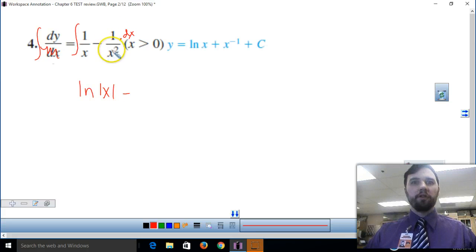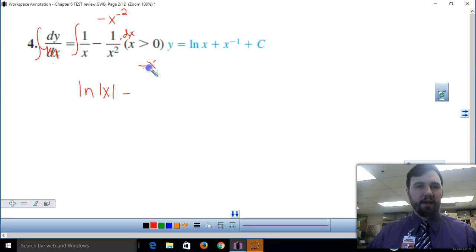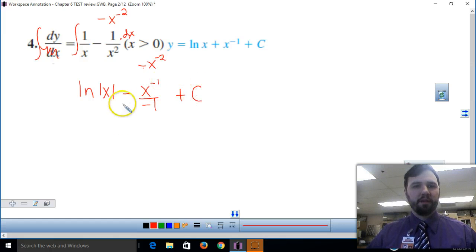Now we turn that 1 over x squared into x to the negative 2. It's minus. Because remember, the exponent is at the bottom. We can move it to the top and just make the exponent negative, right? So the antiderivative of negative x to the negative 2 is x to the negative 1, because negative 2 plus 1 is negative 1, over our new negative 1 plus c. We can make that positive. Again, plus c, general solution.